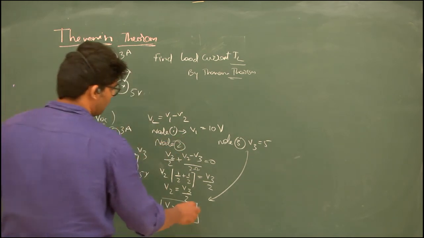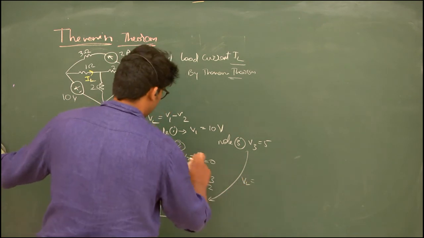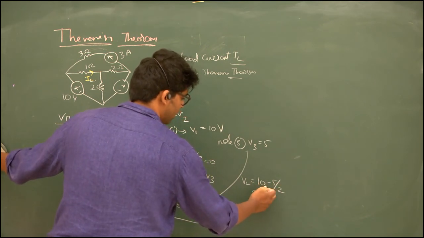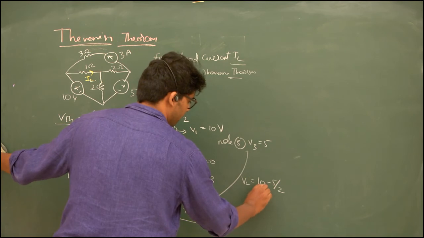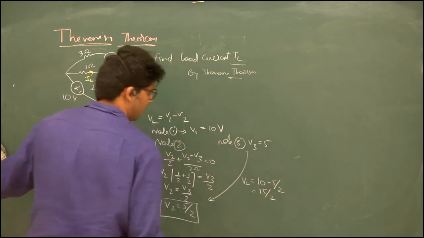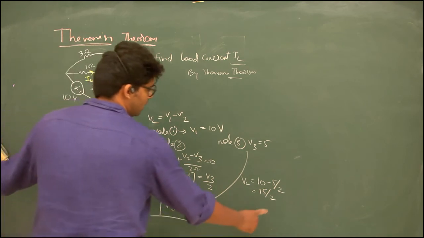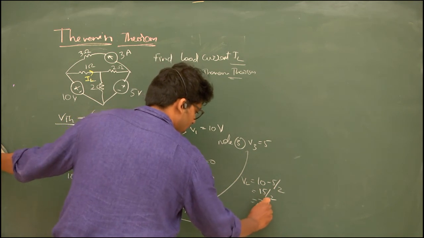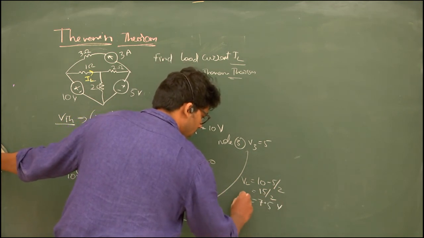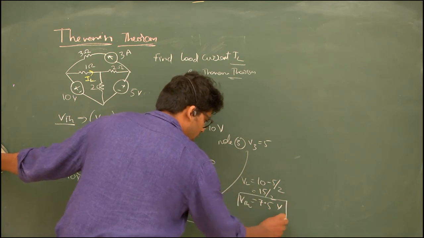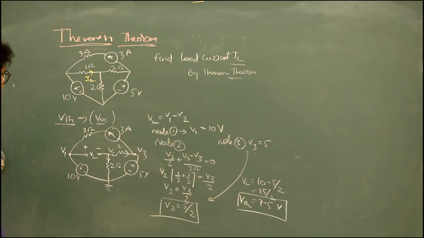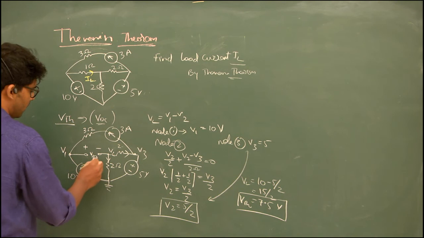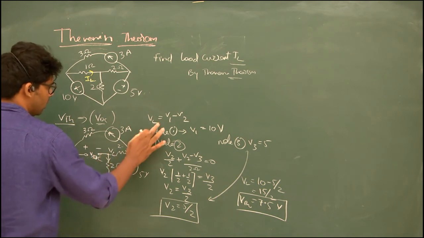So VL equal to what? V1 is 10 minus 5 by 2, that is 20 minus 5, that is 15 by 2. This is the value of 15 by 2. So 2 is the LCM. 20 minus 5, that is 15 by 2, is the value of V Thevenin, that is 7.5 volts. Okay, we got V Thevenin. That is the open circuit voltage, that is VOC.